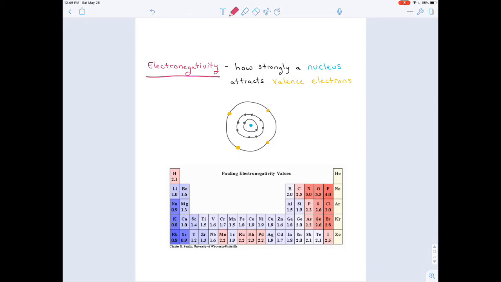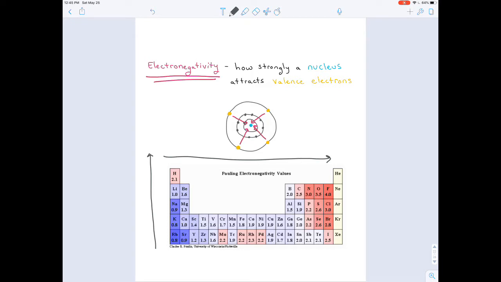Now, the nucleus has protons in it, the protons are positive, and those electrons in that valence layer are negative, so they're going to be drawn to it. That attraction, and notice it's only from the nucleus to the valence electrons, that attraction is electronegativity. So electronegativity is how strongly a nucleus attracts valence electrons. The trend we've seen is that elements become more electronegative as you go up and as you go right on the periodic table.